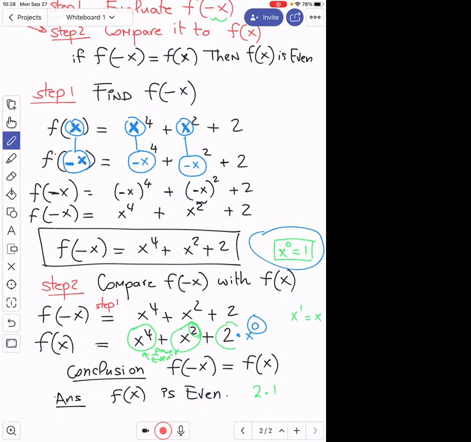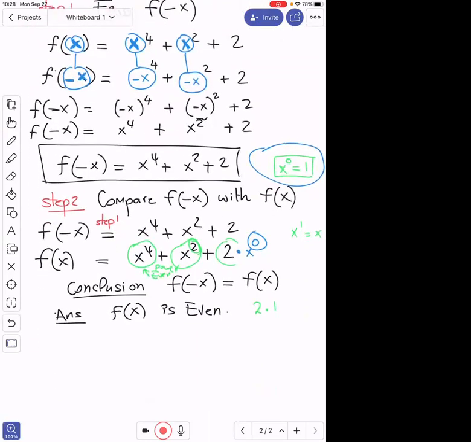That's why we call such a function an even function. So, remark.